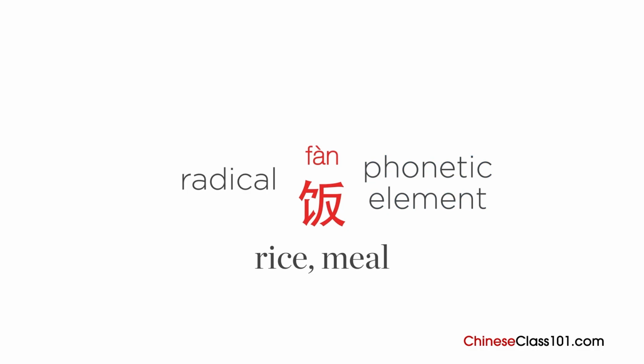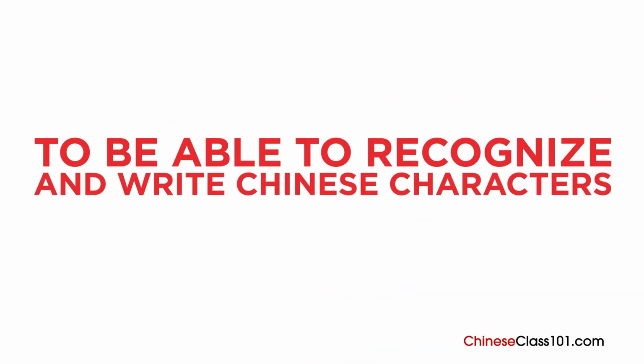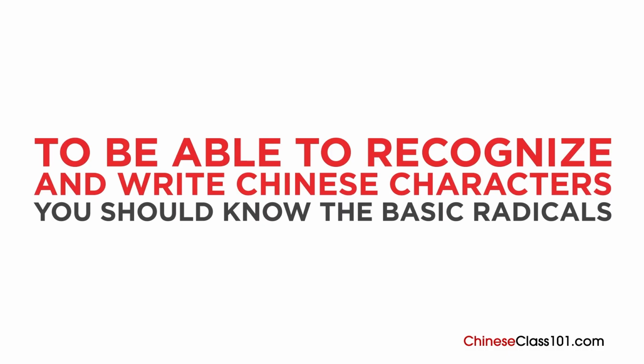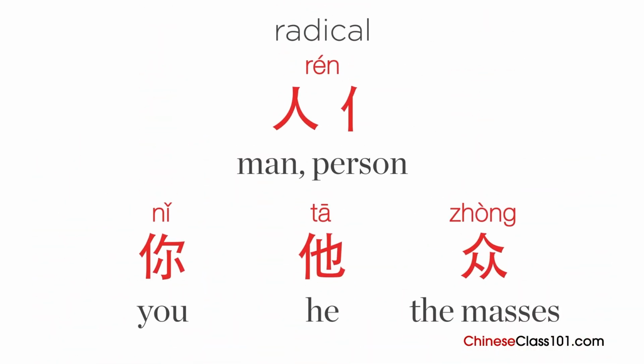For example, let's look at the character fan, rice or meal. Its radical indicates that this word is related to food or eating. The second part, fan, is a phonetic element. It suggests that its pronunciation is close to the pronunciation of the character fan, meaning opposite. To be able to recognize and write Chinese characters, you should know the basic radicals. Now we'll give you a few of the most commonly used radicals.